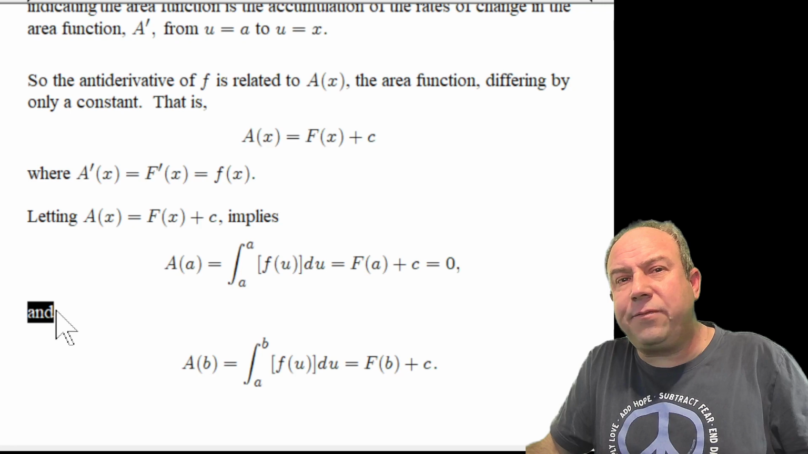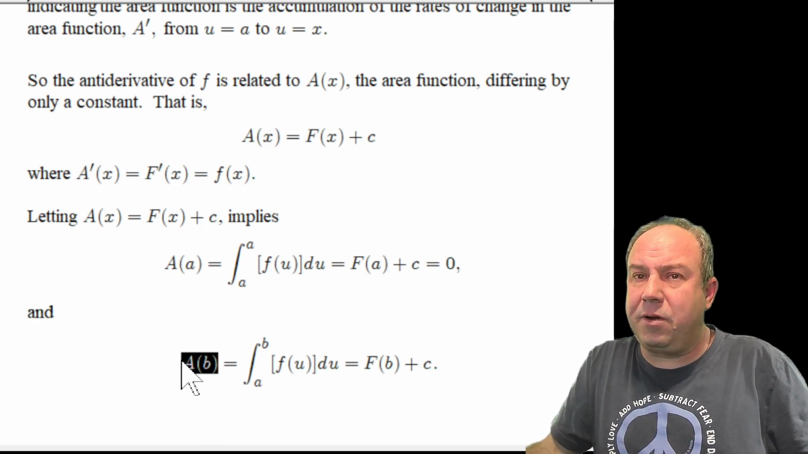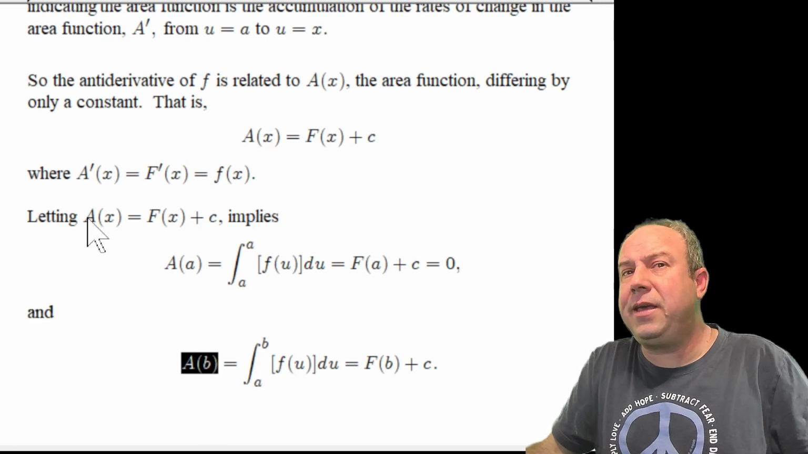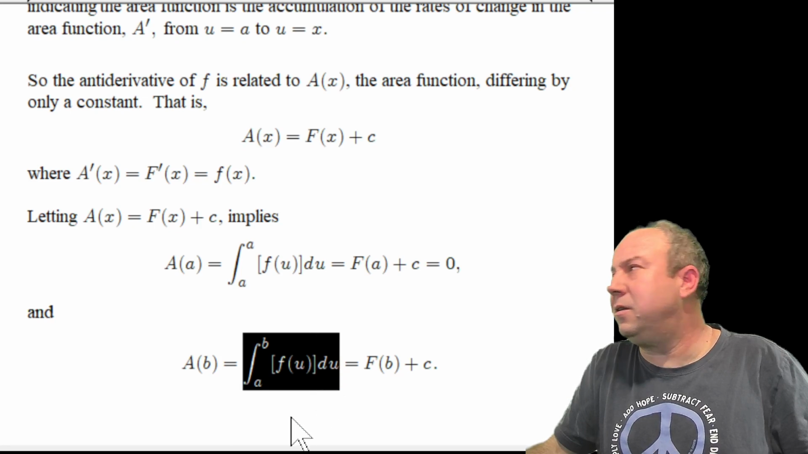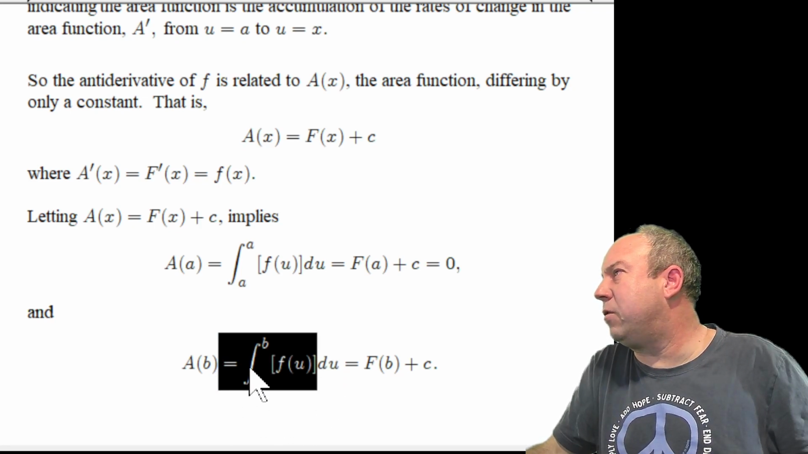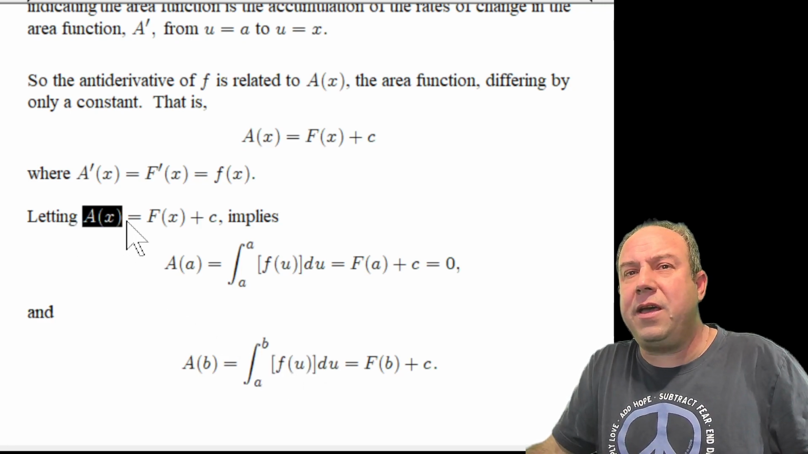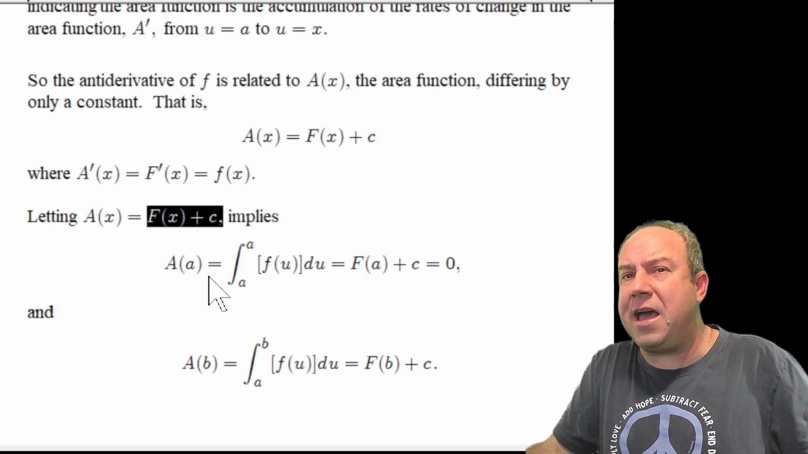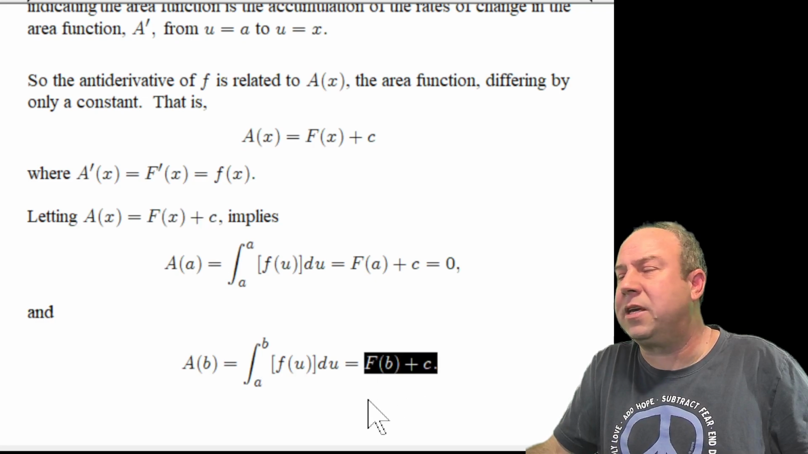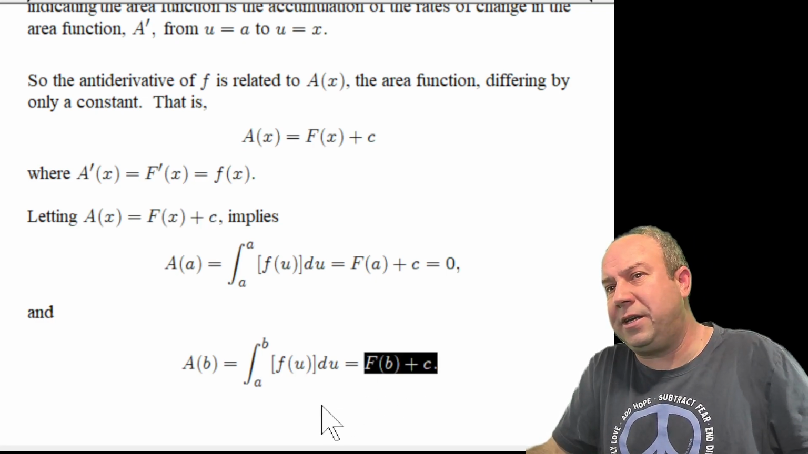And likewise, if we think about cap A at b, the area function at little b is going to look familiar. It's going to be the definite integral from a to b for f of u du, which if A at x is equal to cap F at x plus c, then that's going to be equal to cap F at b plus c.